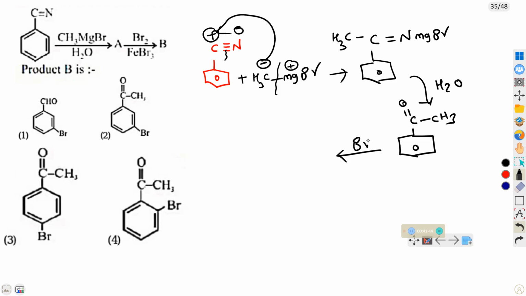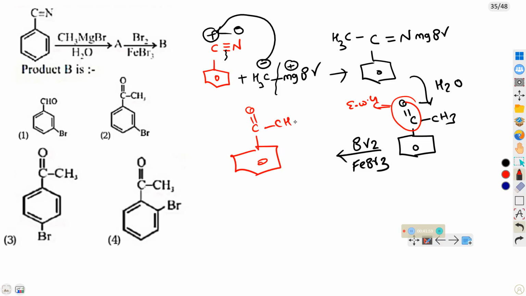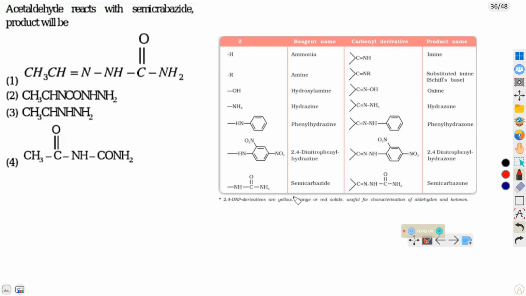Ketone, acetophenone, it gives. It reacts with Br2 and FeBr3. Halogenation. The C double bond O group is an electron withdrawing group, a ring deactivator. That's the reason it gives the meta product, COCH3 with Br. Second option correct. Acetaldehyde reacts with semicarbazide. CH3CHO reacts with semicarbazide, then it gives semicarbazone, C double bond N NHCONH2. First option correct.